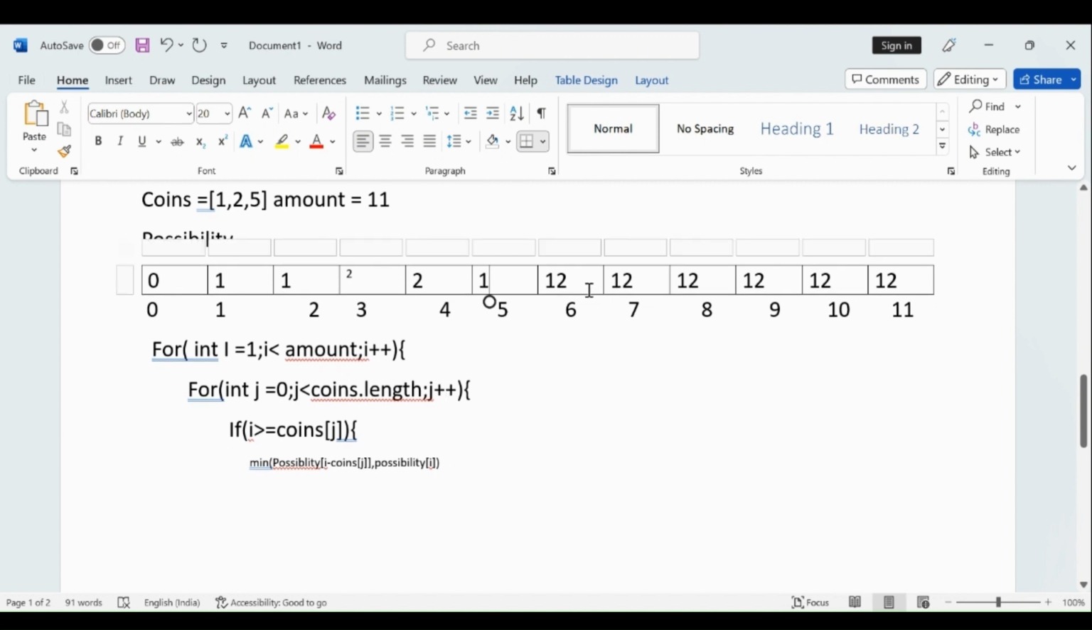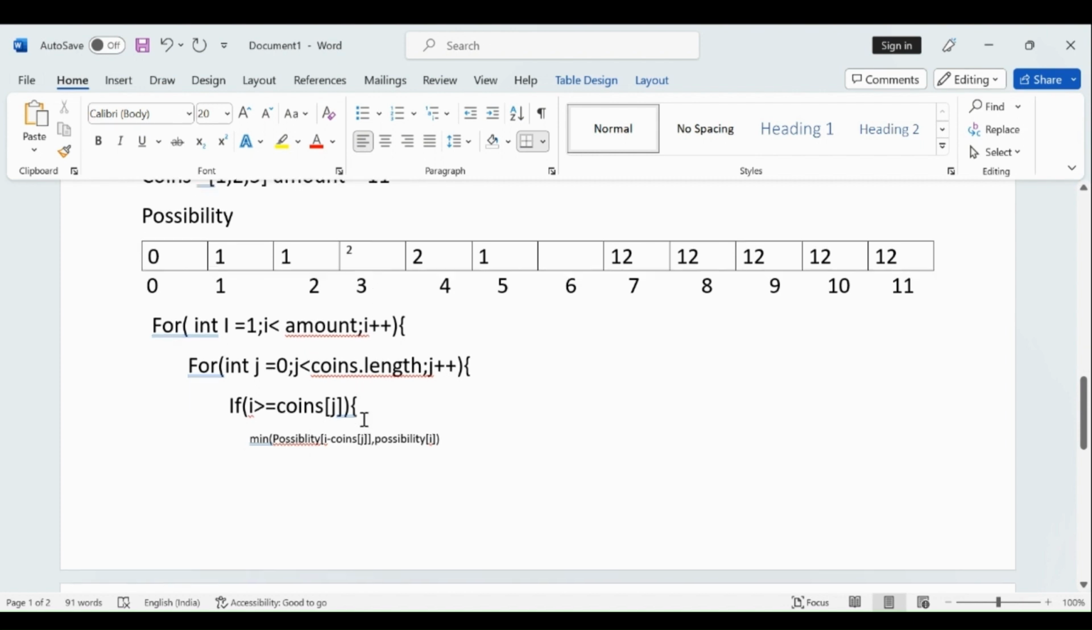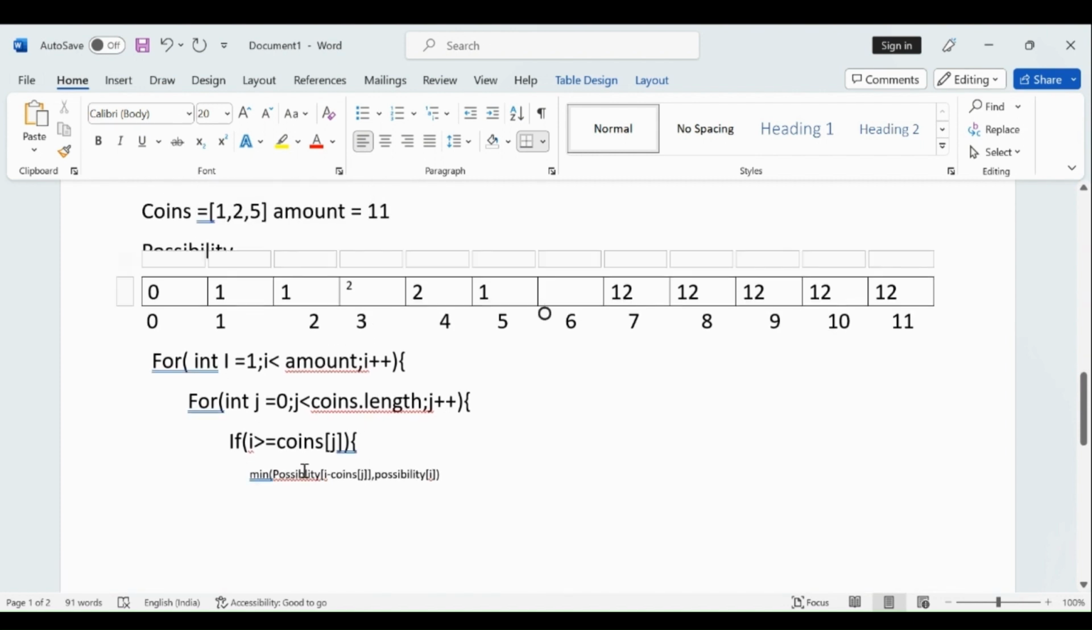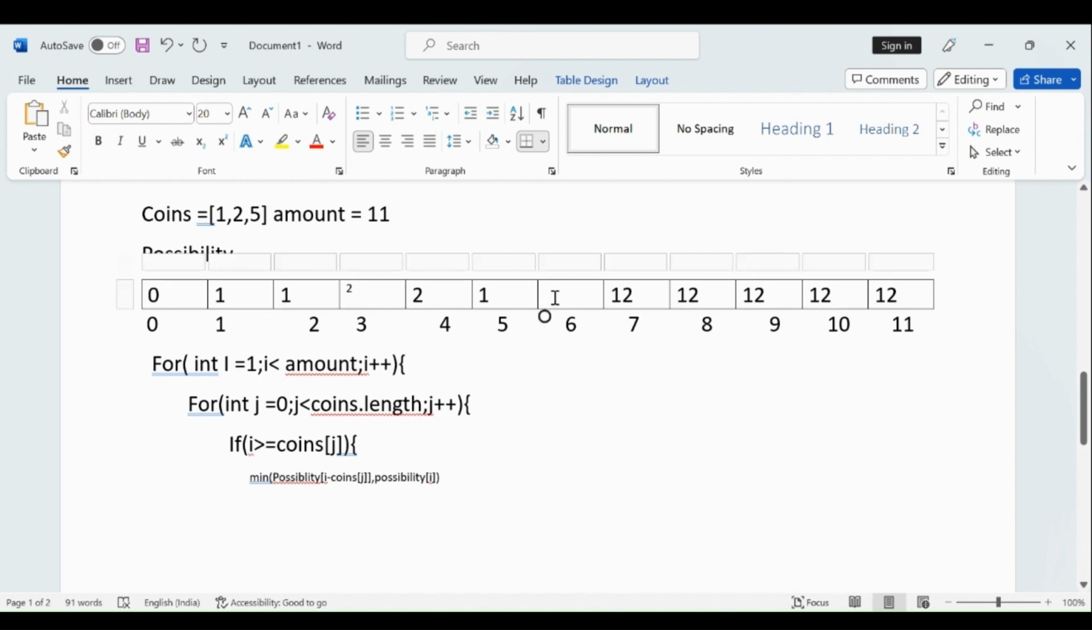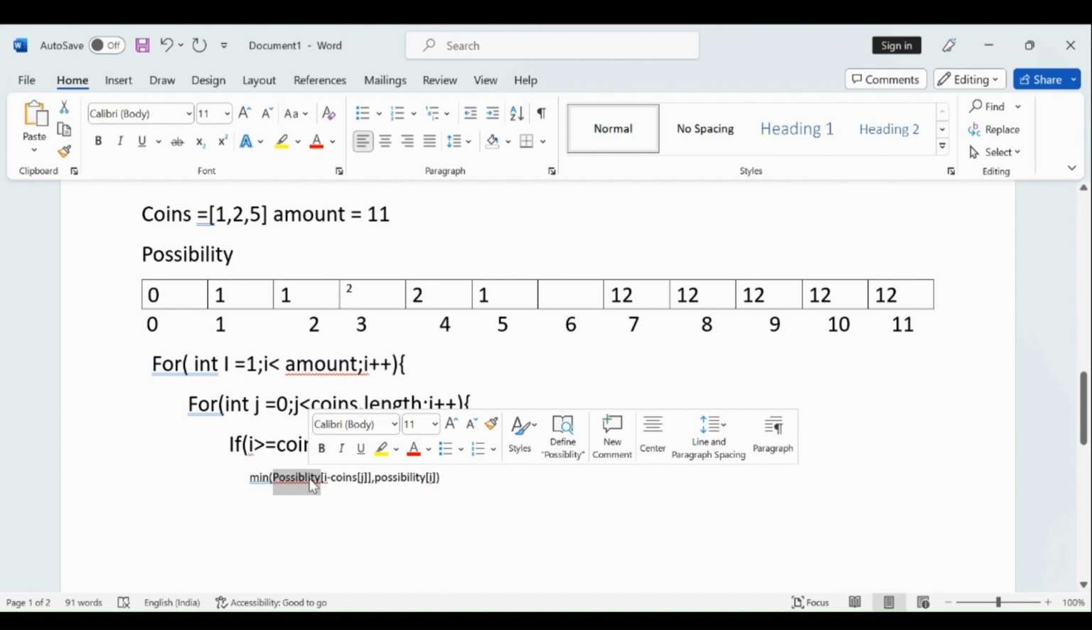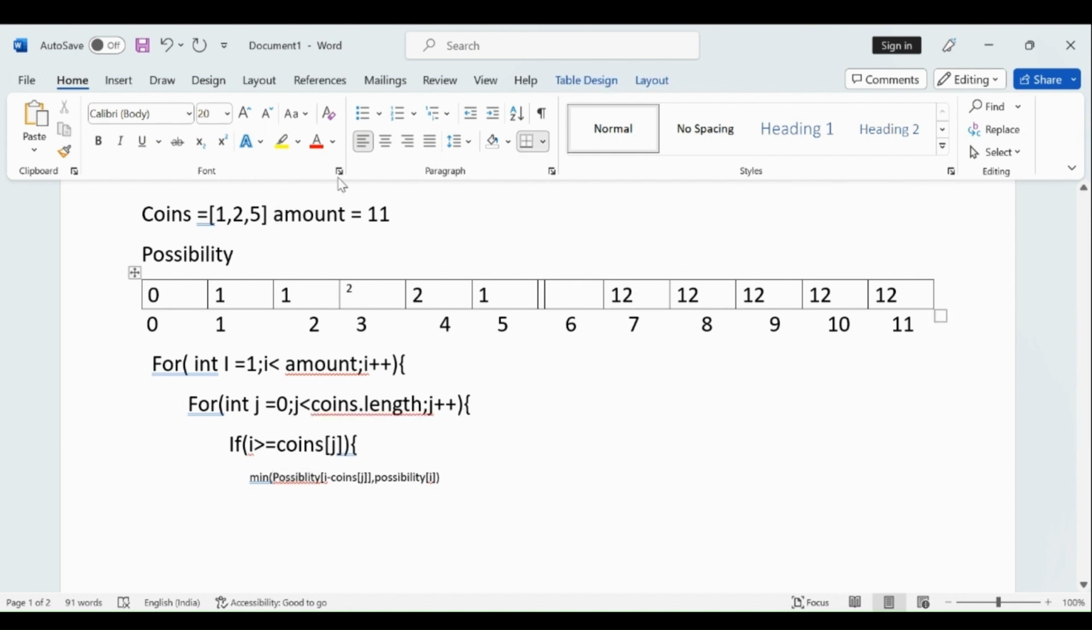So now let's also check what our code is doing for the amount 6. So for amount 6, our i is 6, and we are trying to use coin 1 here. So i is greater than or equal to coin j. This statement becomes true. Now what we will do? We will try to find the previous amount that we will reach if we subtract the current coin from it. So 6 minus 1 is 5, and the minimum number of coins required to reach the amount 5 was 1. So your answer will be 1 plus the coin that you are currently using. So here I forgot to add 1, so you will add 1 here.